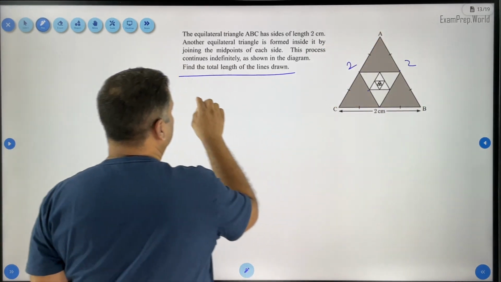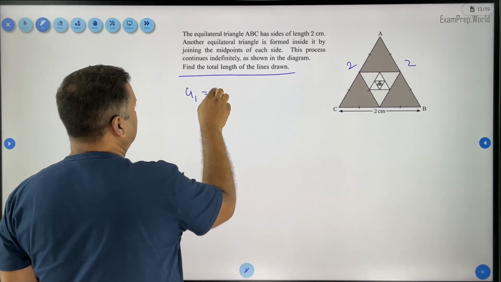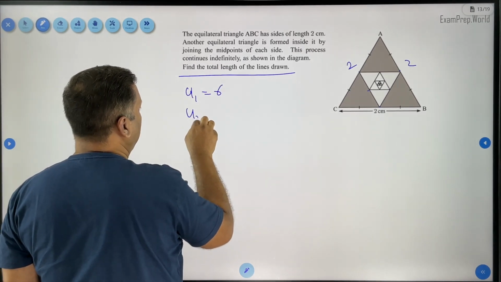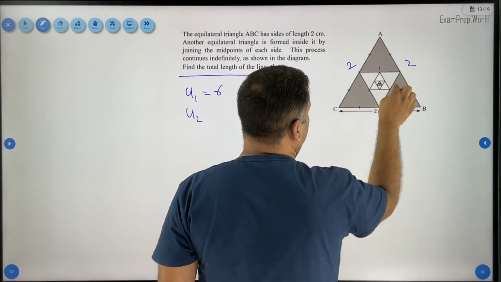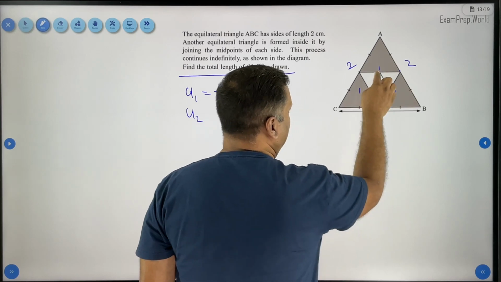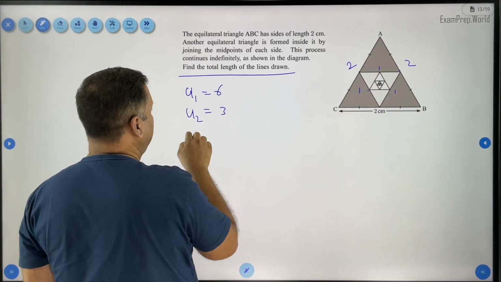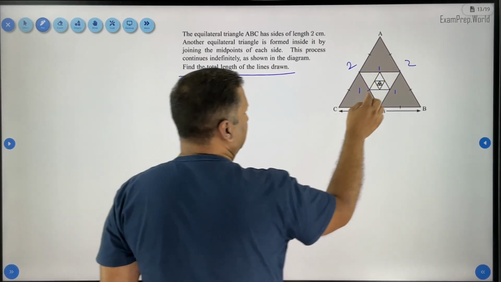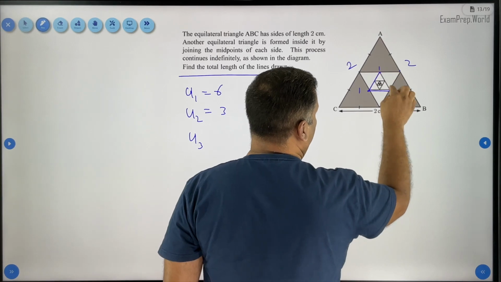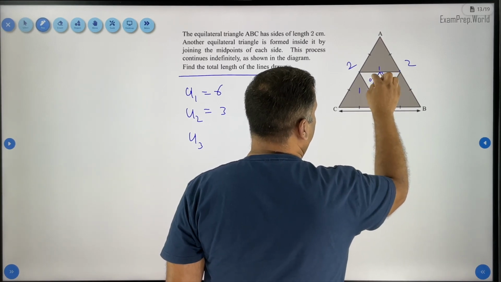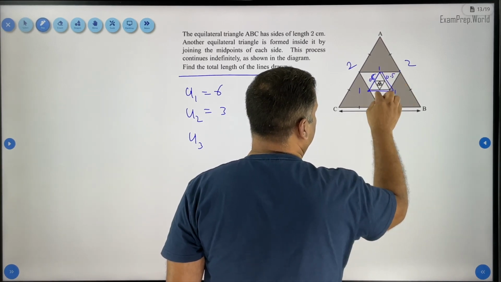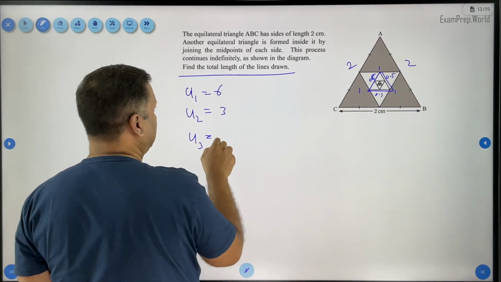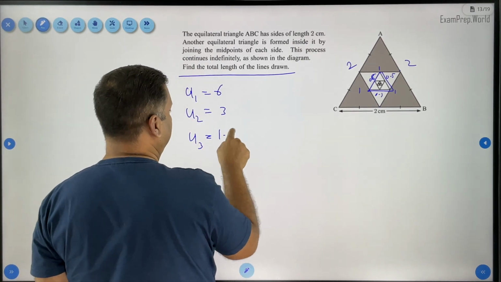2 plus 2 plus 2, which is 6. So U1 is 6. What is U2? This side is 1, 1, 1. How much is it? 3. U3: now this part is 0.5, 0.5 and 0.5. It is 1.5.